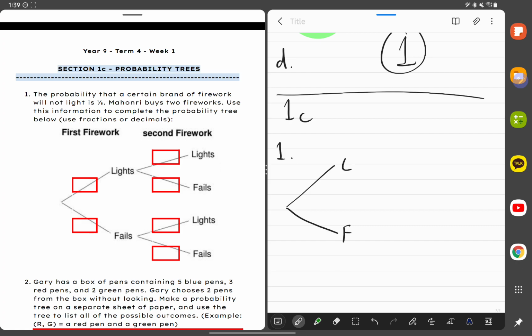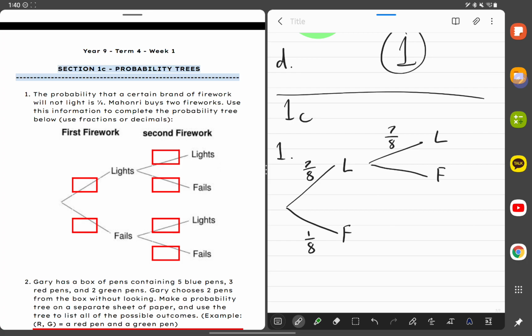Lights or fails. 2 fireworks. 1 firework lights. We know the fail probability. That's 1 over 8. So for it to light, it would be the rest, 7 out of 8, it should light. Right? Here we have 2 more. We have lights or we have fails. Again, that'll be 7 over 8.